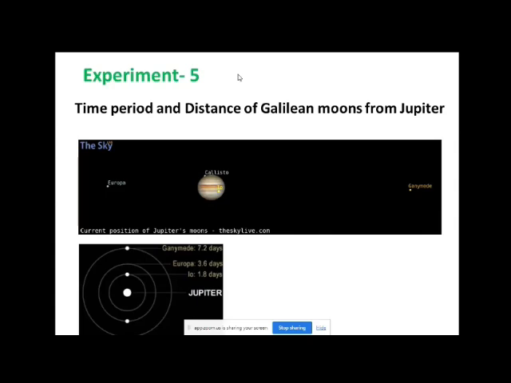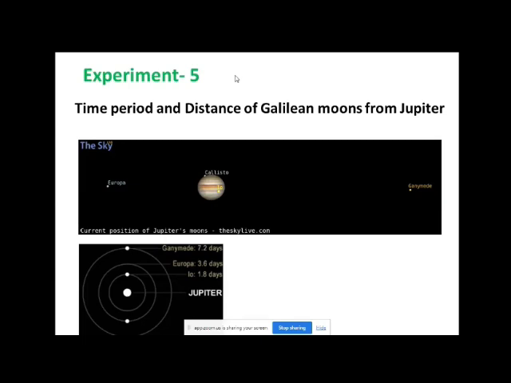Just remembering, Io, Europa and Ganymede have periods of 1.8, 3.6 and 7.2 days respectively. So in just 1 week we can measure this distance or period and perform the experiment.